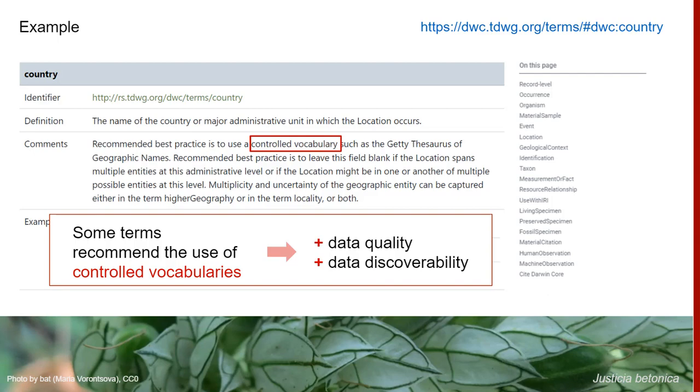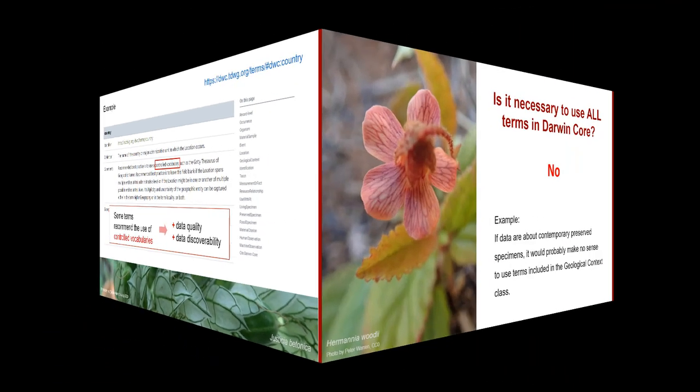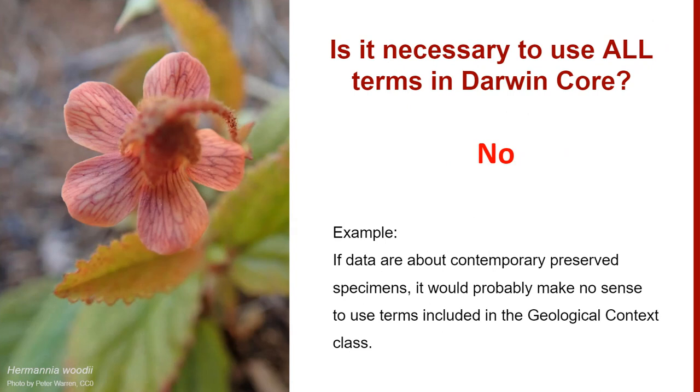Now, thinking of all the terms included in Darwin Core, it is fair to ask if it is necessary to use them all. And the answer is no. It is not necessary to use all Darwin Core terms. For example, if we're sharing information about a contemporary preserved specimen, it would not make much sense to use terms that refer to the geological context, as they will probably have those fields always empty.